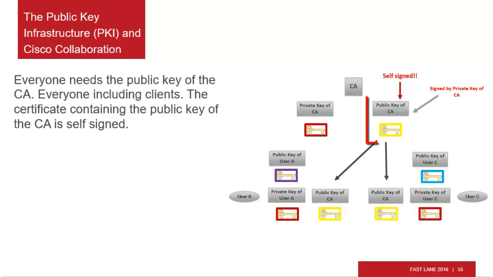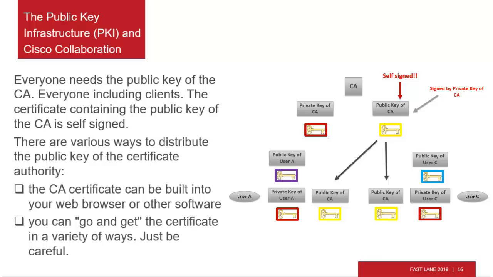Everyone needs the public key of the CA to use to validate everyone else's certificates. Everyone, including clients. But the certificate containing the public key of the CA is self-signed, so you can't be sure the certificate is valid from its signature. You need to get that certificate and be sure that it's not been tampered with.